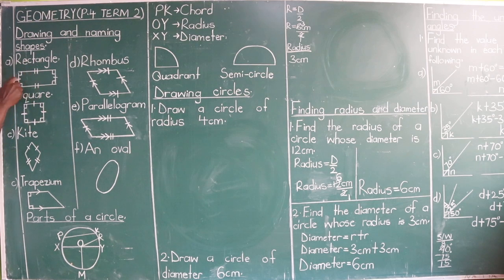Whereas here we say 2, 2, 1, 1. So here, 1, 1, 1, 1. All sides are equal, and all angles are right angles, like a rectangle is. So this is called a square.